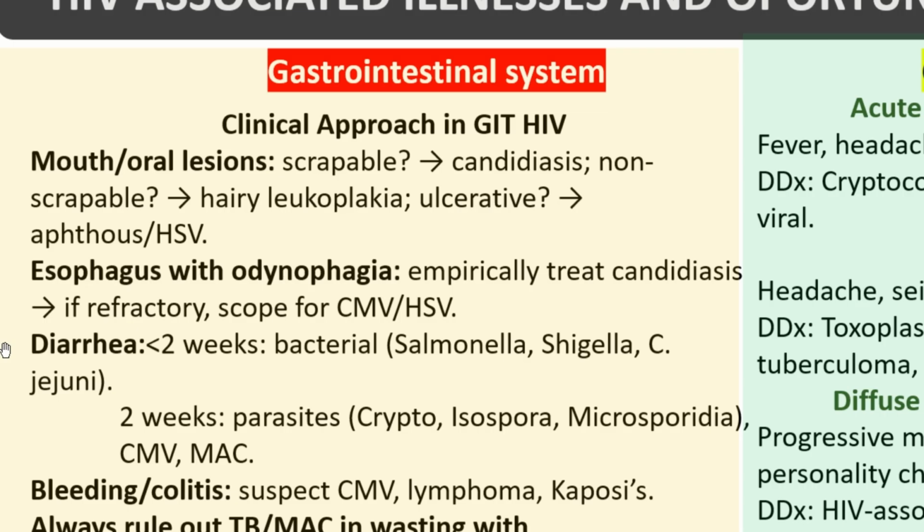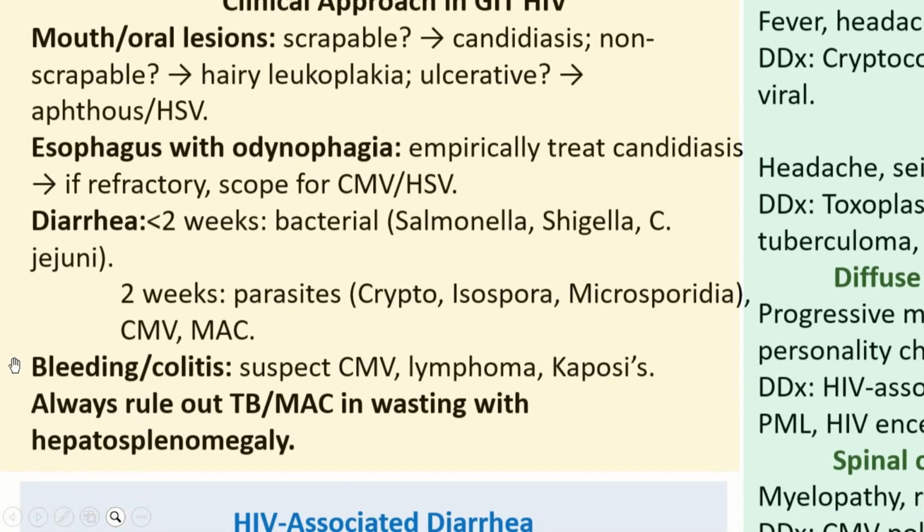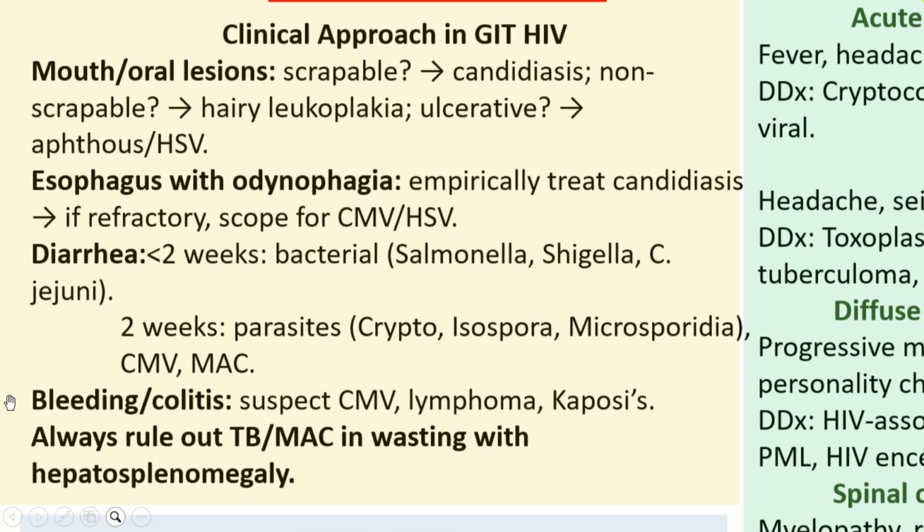Then we look at diarrhea. So when we have a patient having diarrhea, we're going to ask ourselves, is it greater than 2 weeks? If it's less than 2 weeks, it is most likely going to be a bacteria, and it may be caused by the organisms that cause diarrhea in normal individuals. Then if it is more than 2 weeks, or if it is chronic, we are going to suspect some parasites that are specific to people with HIV/AIDS, and these are going to include Cryptosporidium, Isospora, Microsporidia, and we shall look at those ones in a moment.